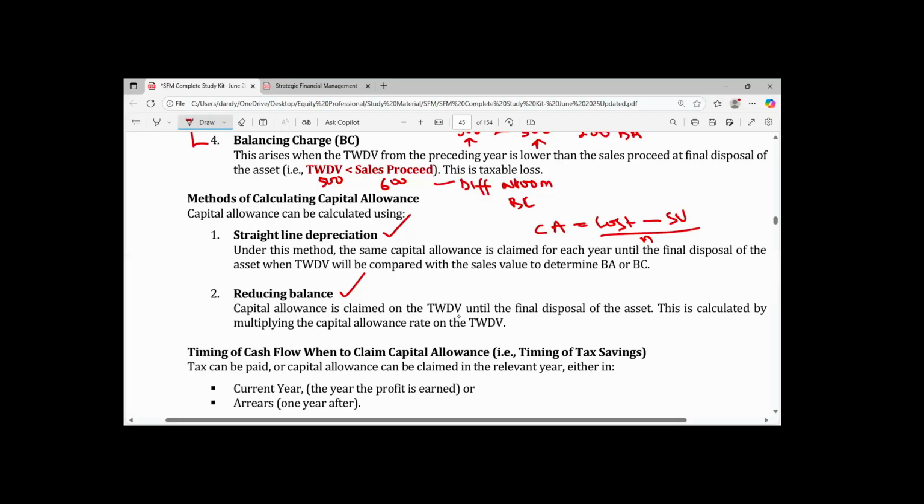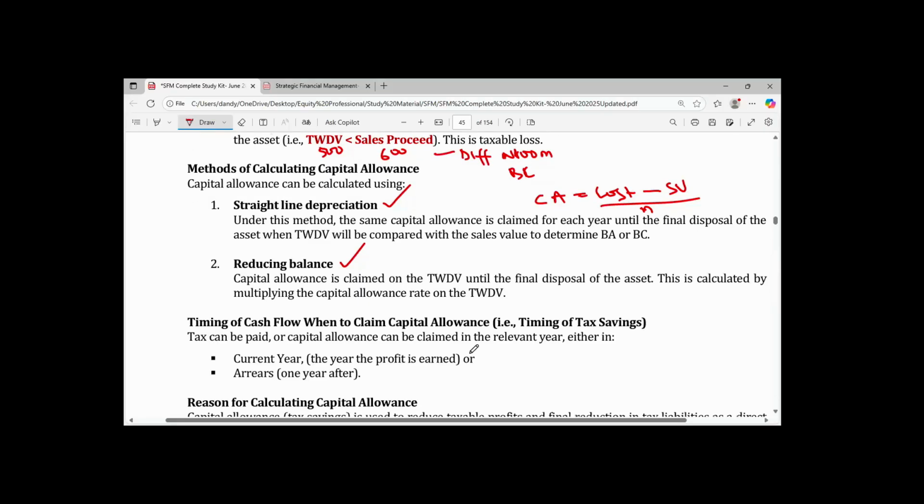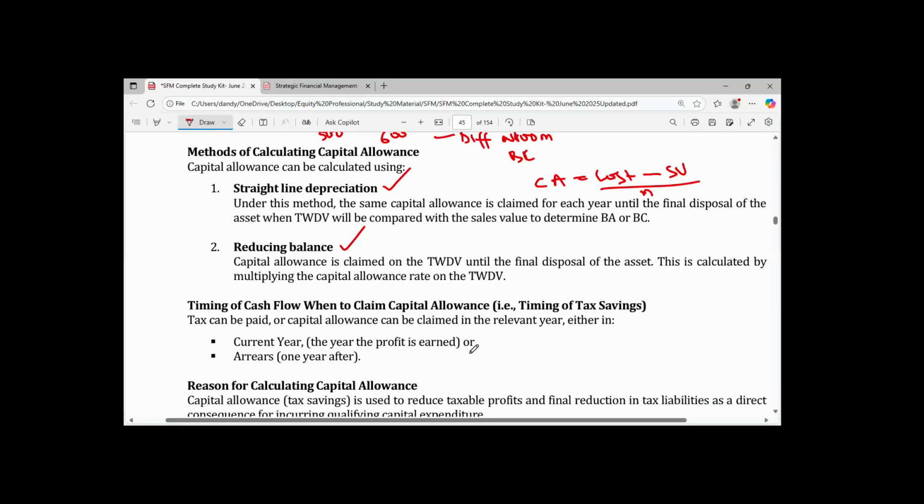But if it's on a reducing balance basis, what that means is that you are going to be multiplying the annual allowance rate on the tax written down value. You keep multiplying the annual allowance rates on the tax written down value until the final disposal of the assets, when you are going to consider whether it is balancing allowance or balancing charge. Again, when you see a live question, we will try the two. You will see the way we are going to treat it. It's something very straightforward, not difficult.